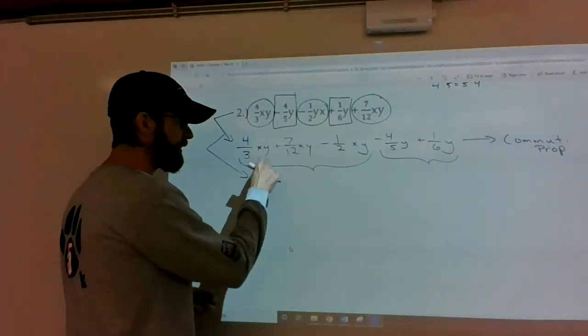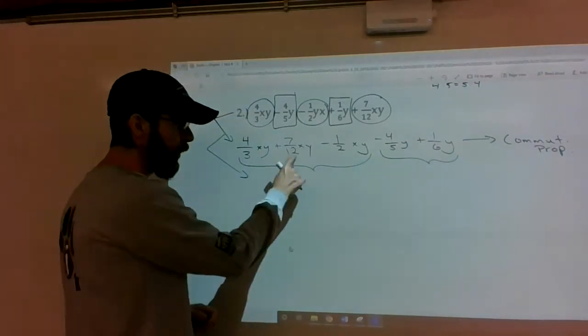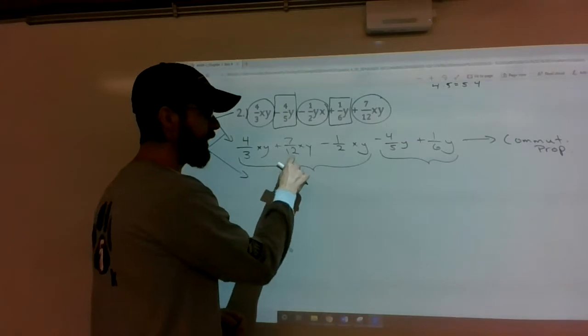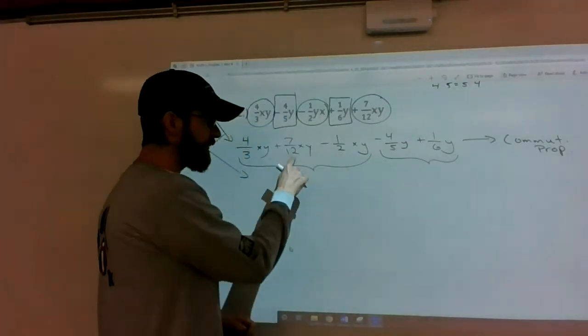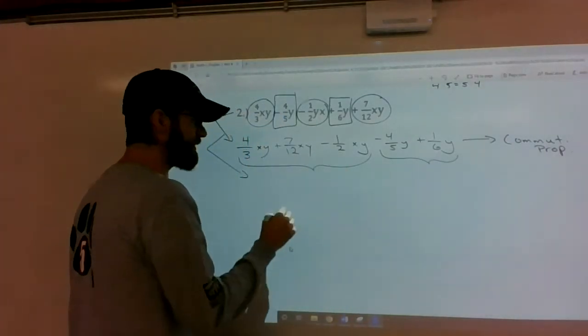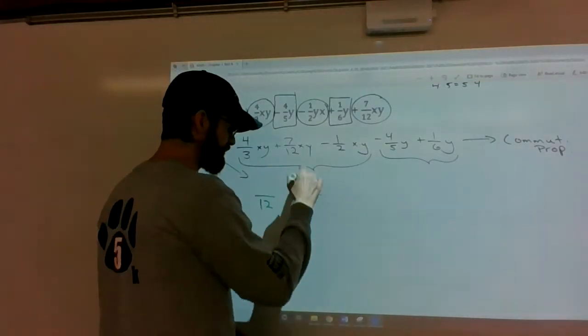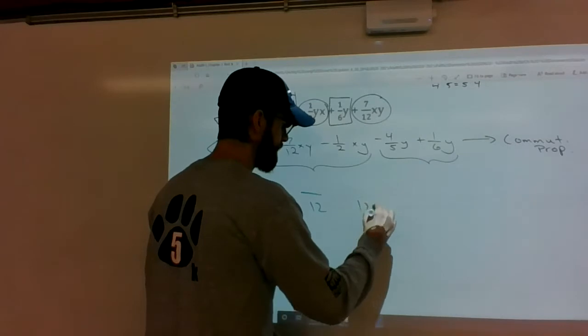So if you think about 3, 12, and 2, 12 already divides 3. 12 divided by 3 is 4. 12 divided by 2 is 6. 12 divided by 12 is 1. That's the common denominator we want. So this over 12, this over 12, and this over 12.